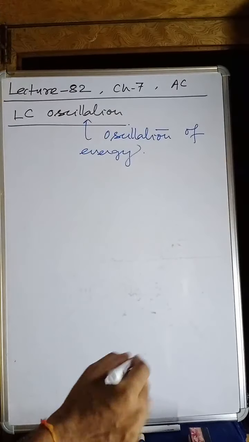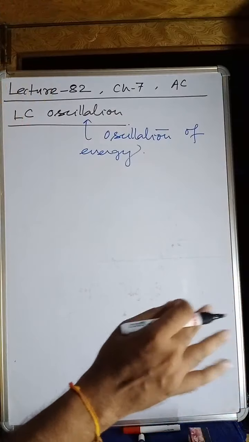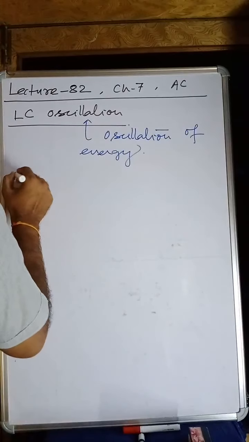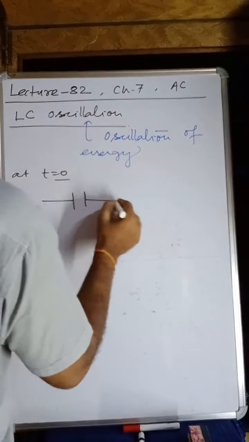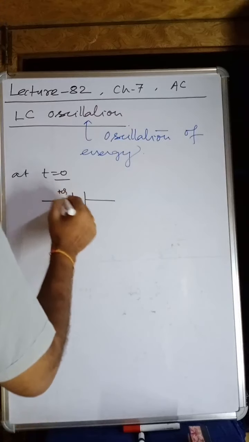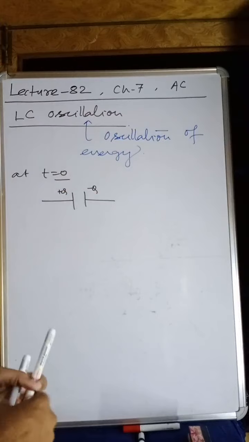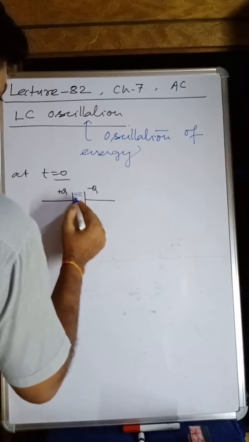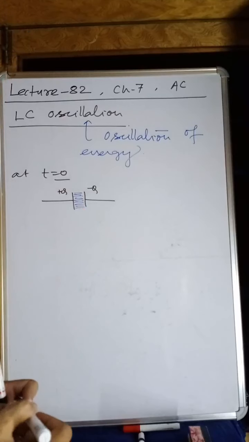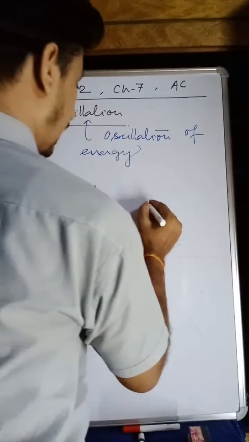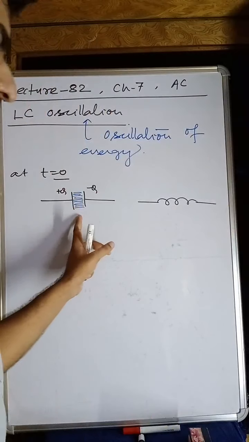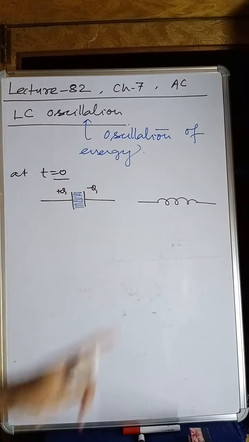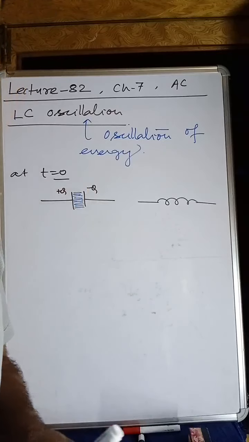Alright, so try to understand, we are having two devices. At t equals 0, we have one capacitor and it is fully charged, plus Q and minus Q. Remember, it is fully charged. In this capacitor the energy is completely filled. And we have an inductor which has no energy, since it has not been connected with a circuit.